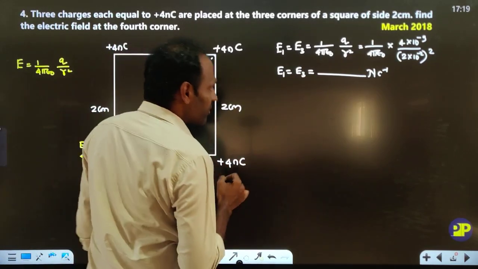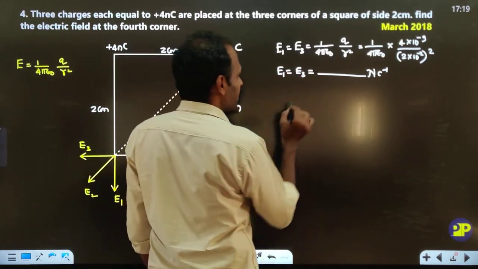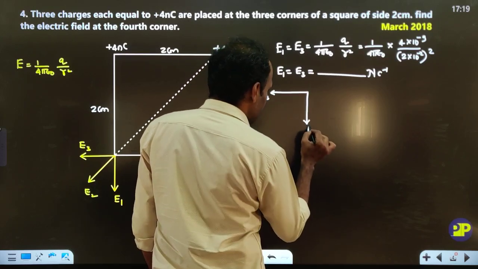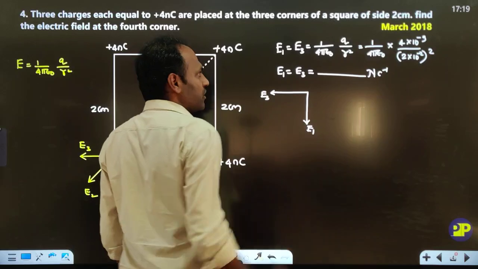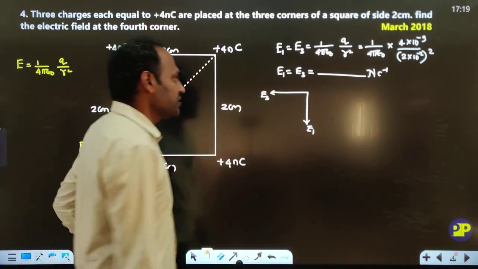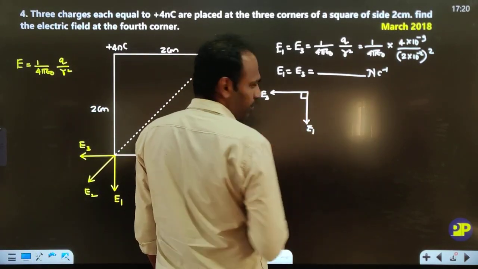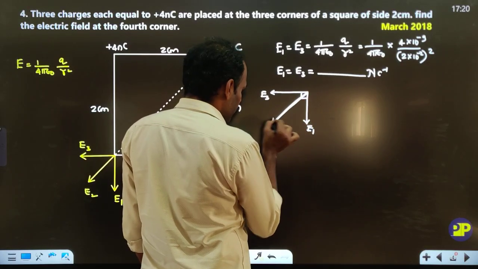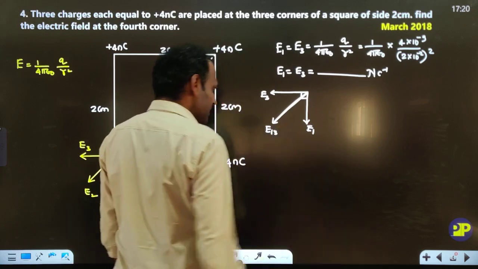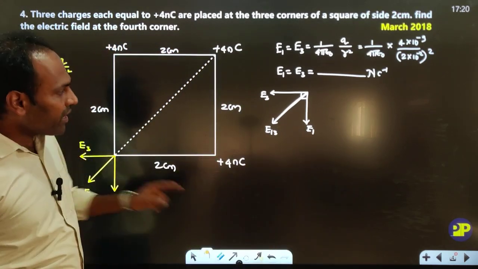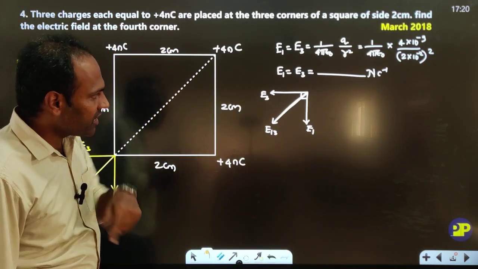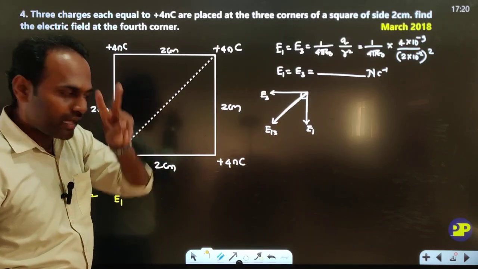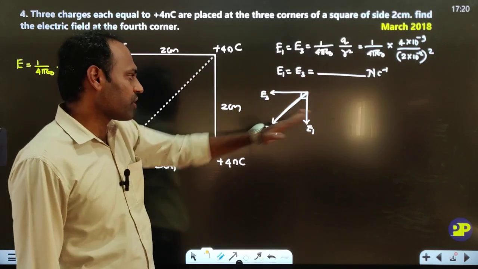Okay, the resultant of E1 and E3. So we got the values of E1 and E3. This is the direction of E3 and this is the direction of E1. Since these both are equal and they are perpendicular to each other, the resultant of these two vectors will be like this, exactly at 45 degrees. I will write that resultant as E13. Why am I taking this resultant E13 exactly at 45 degrees? Because E1 and E3 both are equal. When these both are equal, then only that 90 degree angle will get divided into 45 and 45.